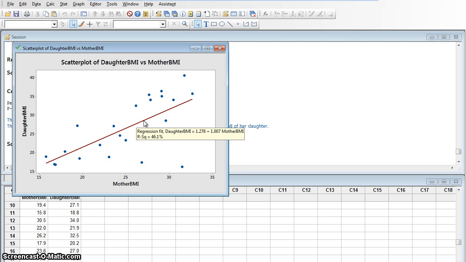By the way, that R squared, that 46.1%, tells you that this linear relationship explains 46.1% of the variation in the data that's going on. So that does mean that there is still more than half of the variation that is not explained by a linear relationship. But it's not a bad approximation, and it gives me some way to predict a daughter's BMI based on her mother's.